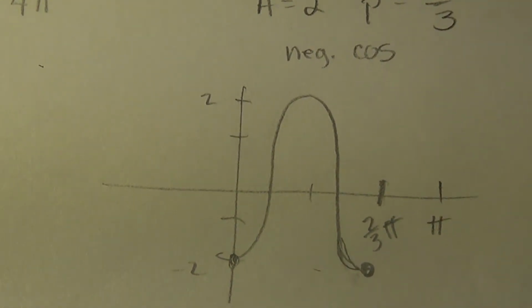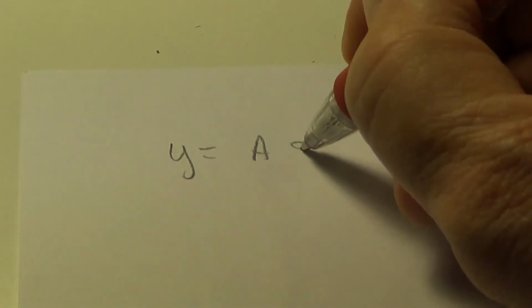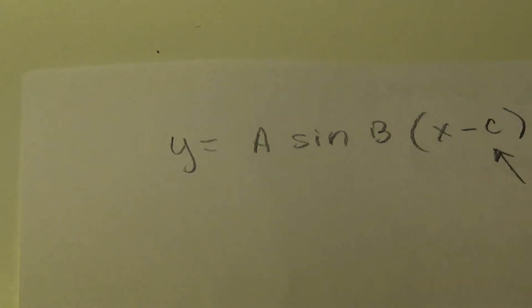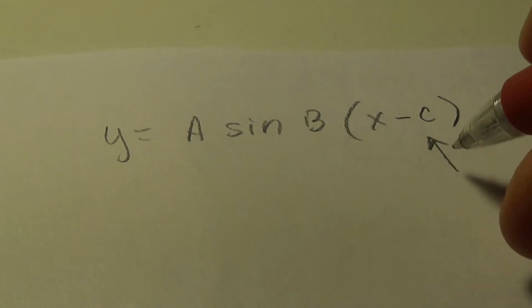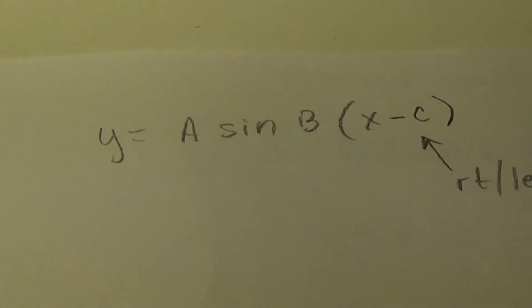All right, so you were working on ones just like that in class the other day, and today I'm going to add some more variations to our sine and cosine curve. So y equals a sine b, and I'm going to add to it the variable x minus c. This minus c, which I put in here, is going to move the curve right and left. So it's a horizontal shift.